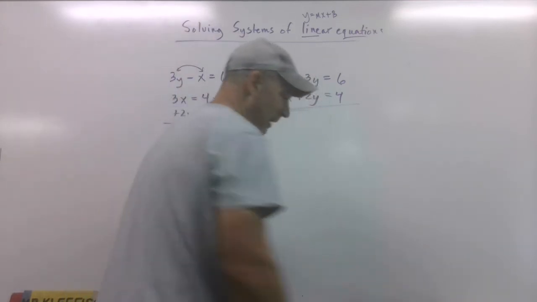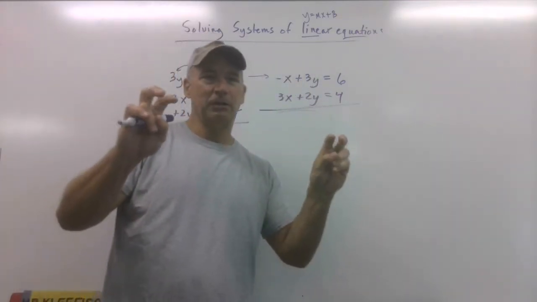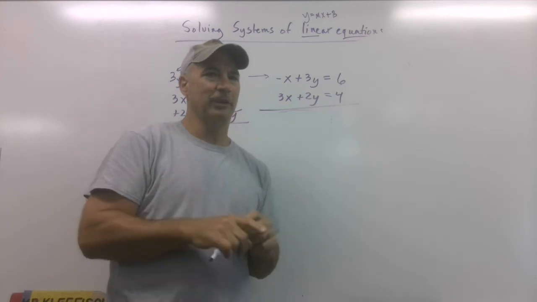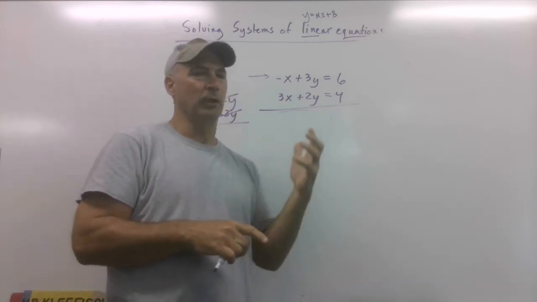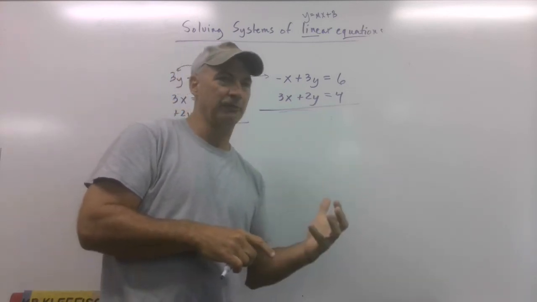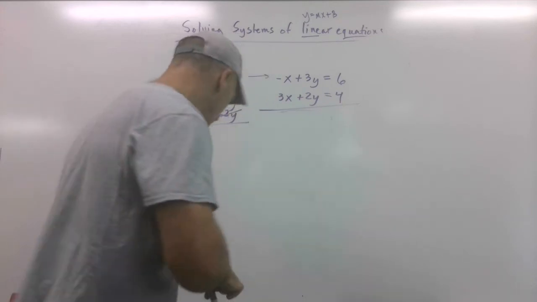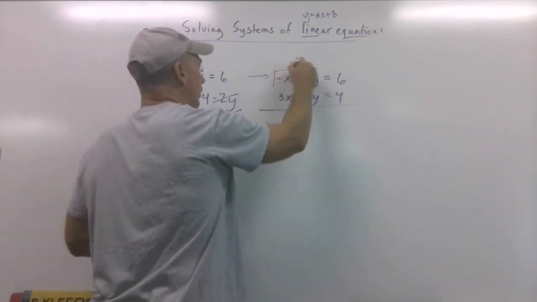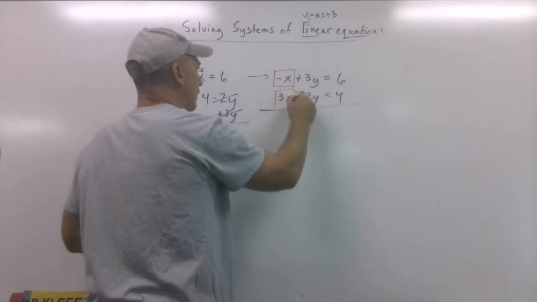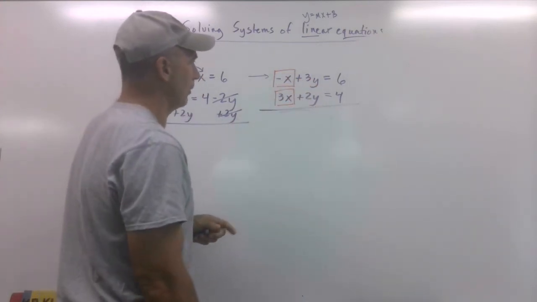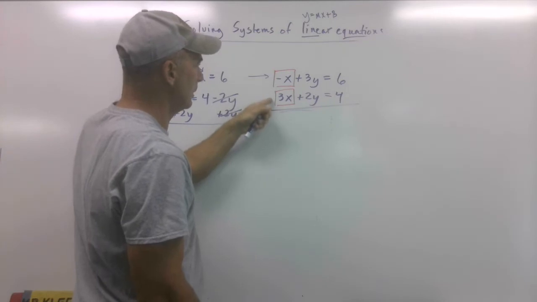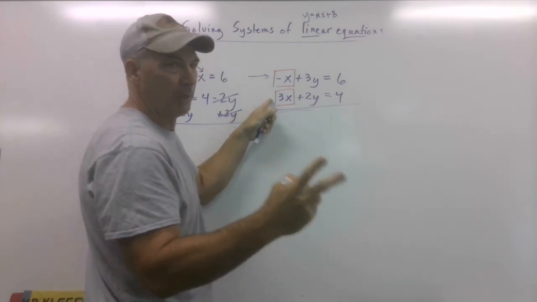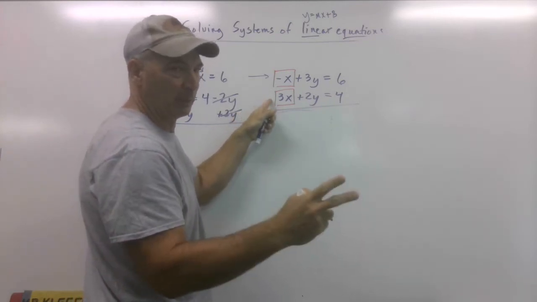So in the previous example, why was that one so easy? Because one of them was already opposites. The y's, one of them was 4y, one of them was negative 4y. So that's our goal. So what I'm going to do is take a look at this right here and this right here and ask myself, how can I make these opposites? Remember our second rule, we can multiply any equation we want by anything we want.